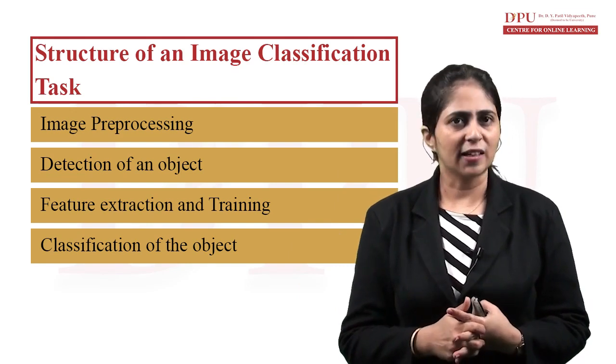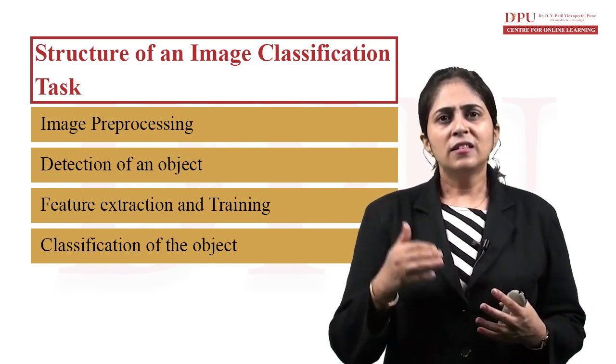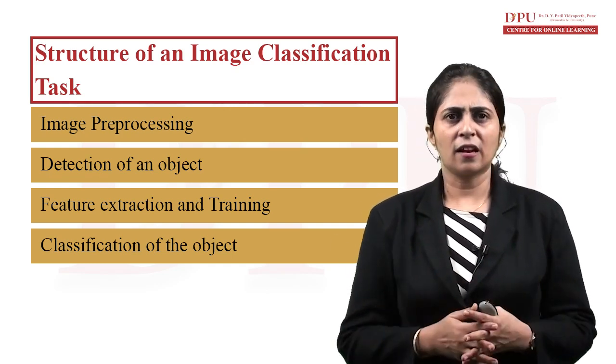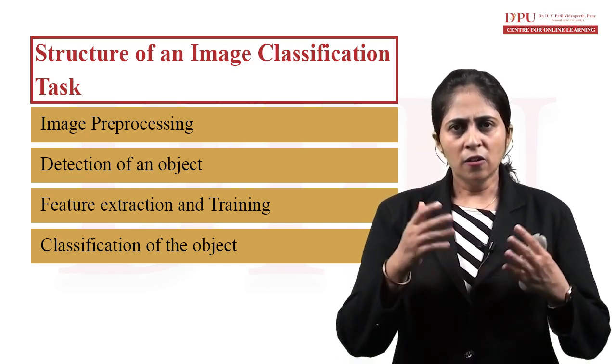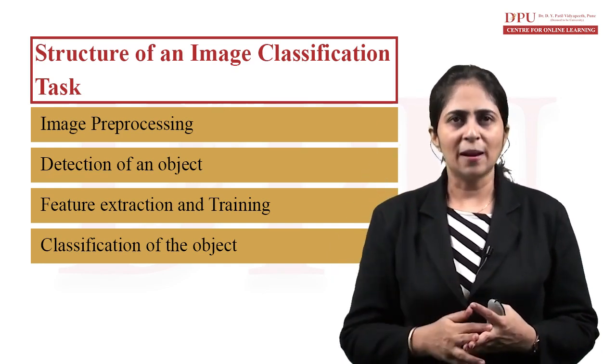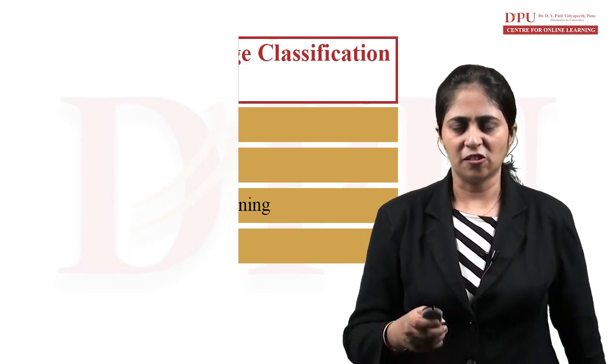The fourth one is the classification of the object. This step will categorize the detected object into the predefined classes by using a suitable classification technique. So these are the four steps for image classification.